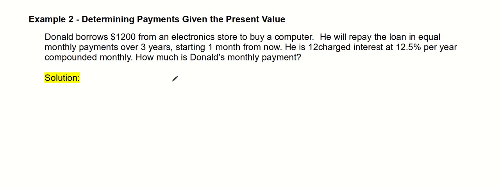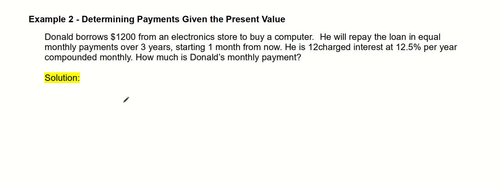Okay, let's take a look here. Let's read this out loud. So, Donald borrows 1,200 from an electronics store to buy a computer. He will repay the loan in equal monthly payments over 3 years. So this is a borrowing thing, and you're paying it back. And he's most likely to charge you interest for it. So I can tell right away this is one of those future payments, just based on the situation.